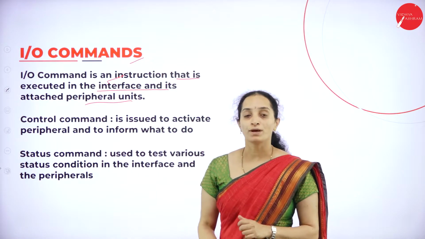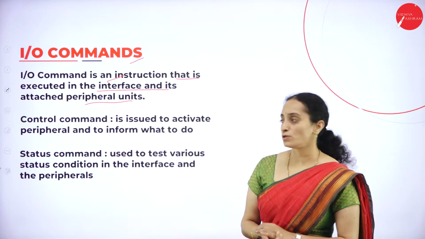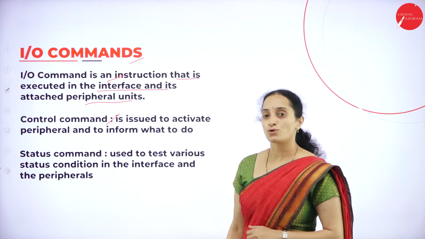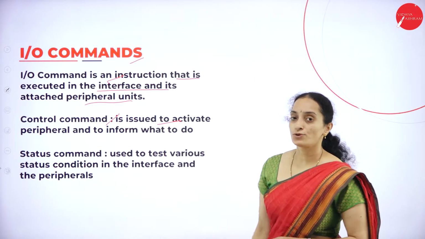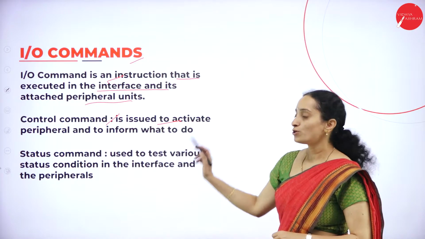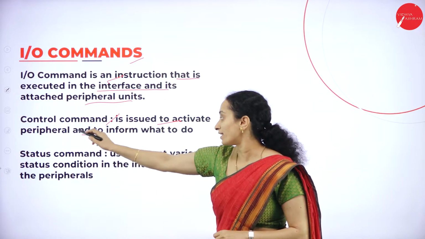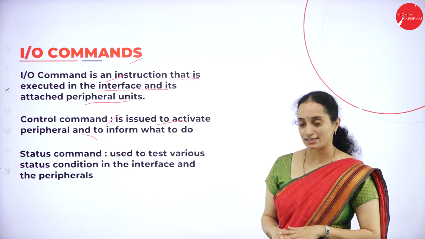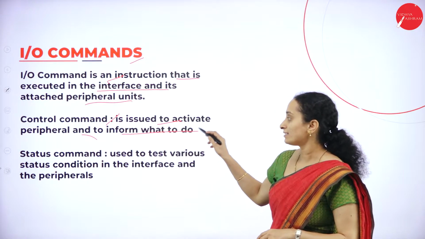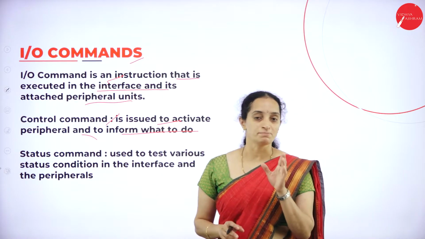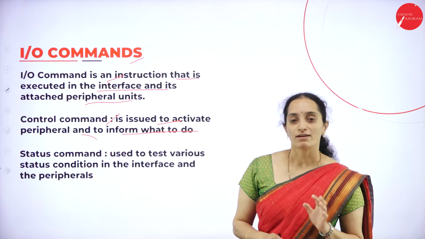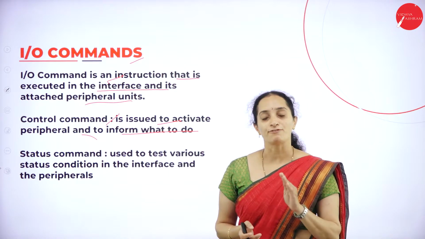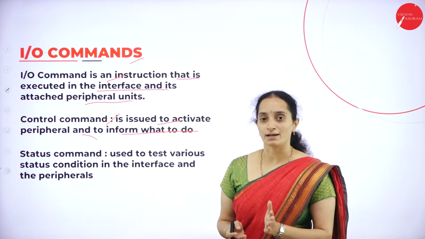We have so many input-output commands that can be used. One of them is the control command. What is the role of the control command? The control command is issued to activate the peripheral device which may be in idle state. Along with that, it informs what the peripheral device must do when it is activated and is ready to be used. What must the peripheral device do when data comes in?